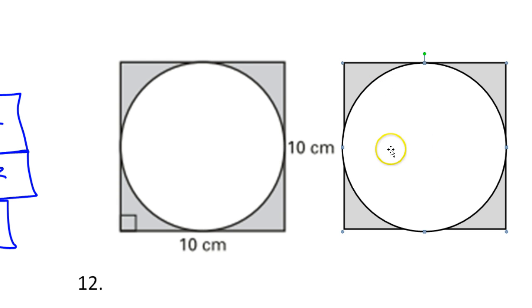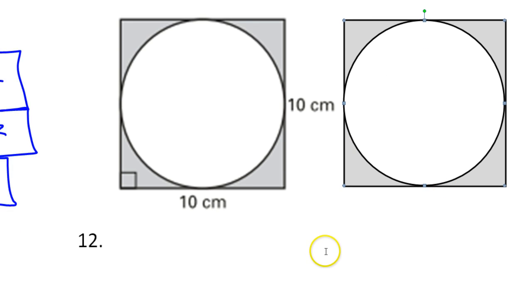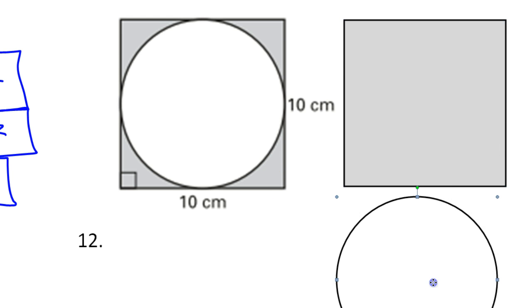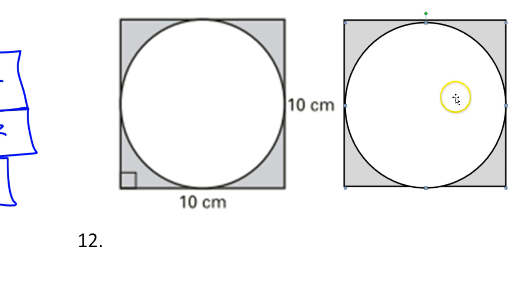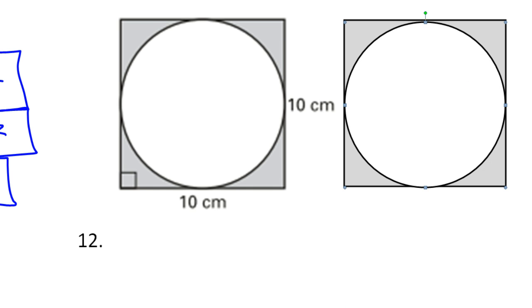I made it a little bit big, but you get the idea. Can I make it slightly smaller? Okay. So if you start with the square and you subtract the circle as though you were cutting it out and throwing it away, so square minus circle will leave you with the corners here, the shaded area.